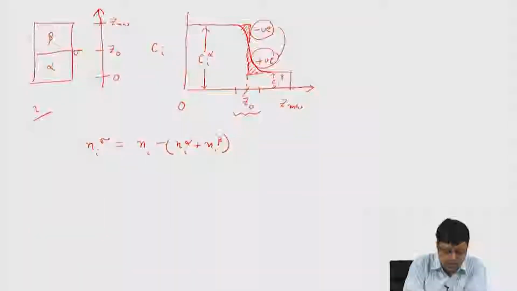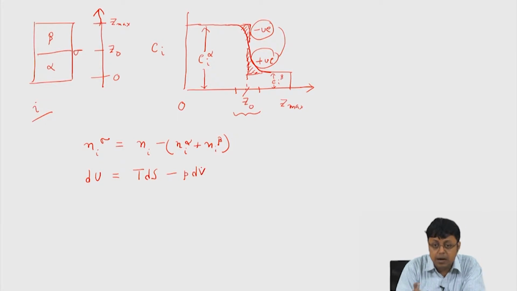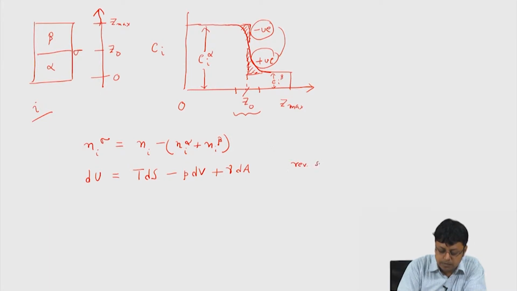Now, next we will start from the first law of thermodynamics. For a reversible process, we can write dU = TdS, there will be some pressure volume work, and plus there will be some work which is also associated with the increase or decrease of the surface area, that we wrote as gamma dA. Now, this is for a reversible process, and this is also for a closed system, the way we have written it.